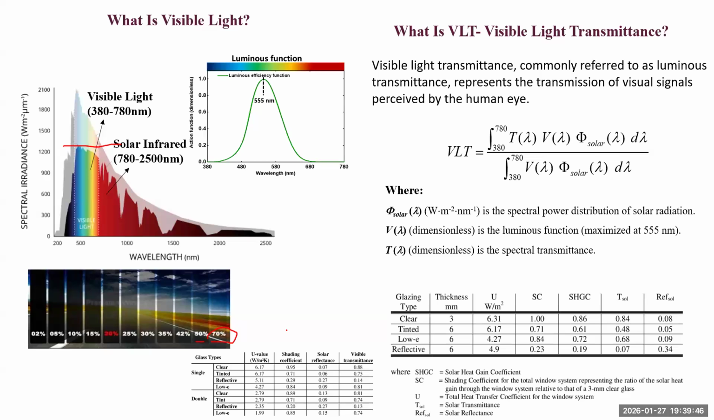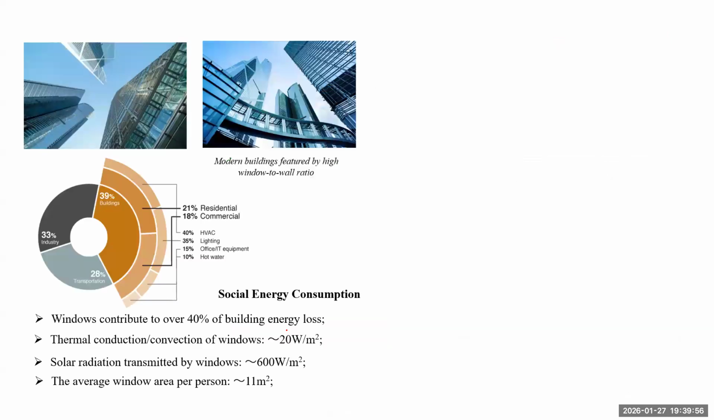So when you are choosing different technologies, you have to make sure the visible light is acceptable. So what are the strategies? We found that our buildings have a high window-to-wall ratio and the thermal transmittance is huge. The average window area per person is almost 11 square meters, which is very high.